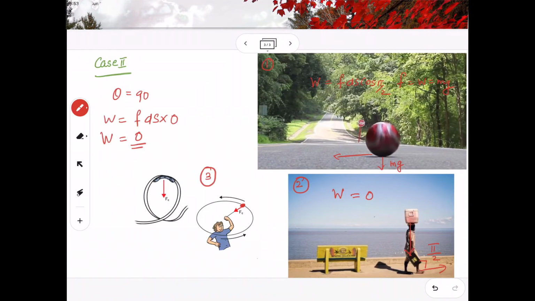stone. So during the motion of the stone, the applied force will be always towards the center, but the displacement is perpendicular to the applied force, because we know that the direction of velocity is perpendicular to the radius at any instant. So here also we can say that the centripetal force mv square by r will be always perpendicular to the velocity. So here also work done will be 0.